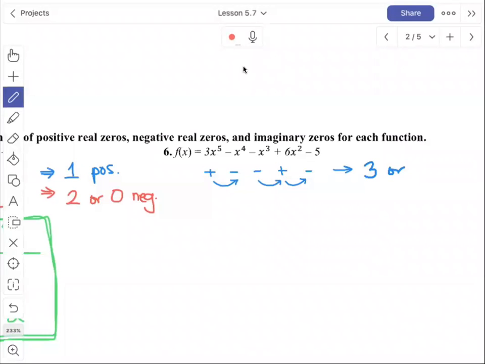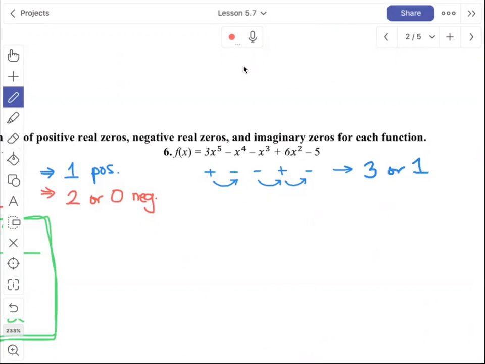3 or 1. If I subtract by another 2, what happens, Ethan? It's -1. Can I get a negative number of roots? No. So what should I do? Should I just put a 0? No. Always subtract by 2. The number of sign changes, minus 2 until you get negatives, and then you stop. Okay.